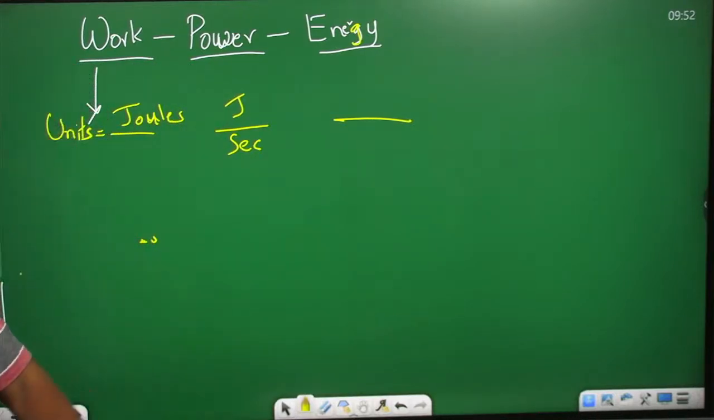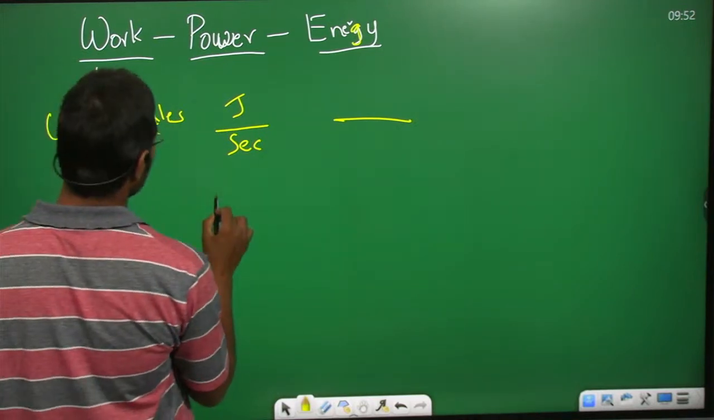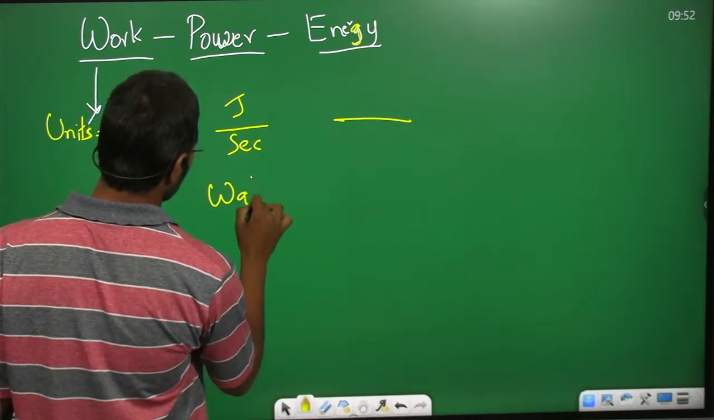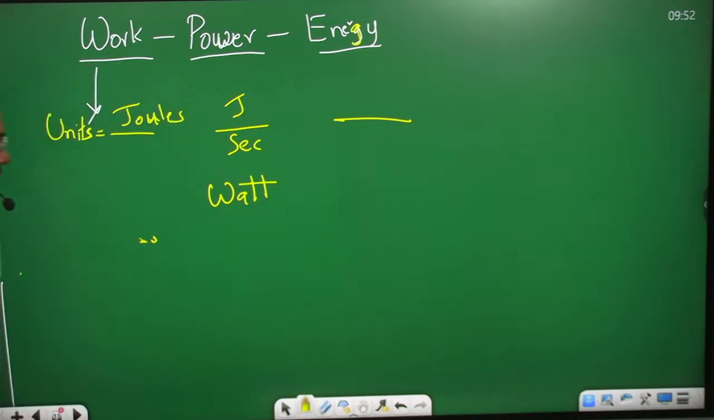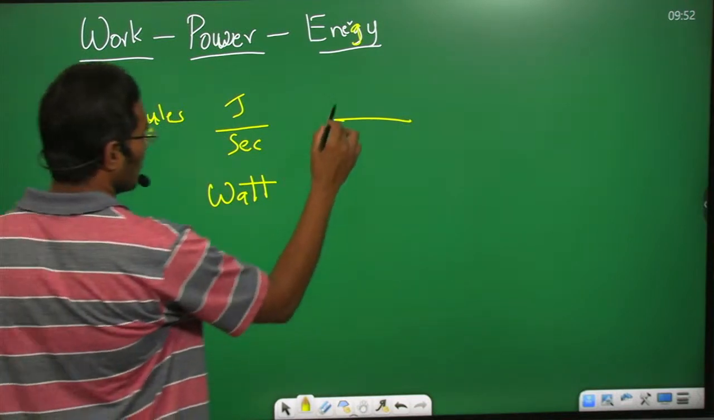What are units of energy? Okay, we have Shahid saying watt. So watt is also a unit of power which is equal to joule per second. Joule per second can be written as watt. Okay, energy also joules.